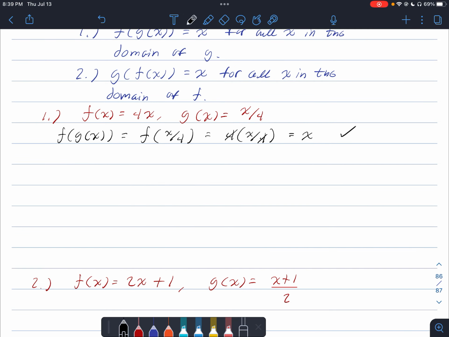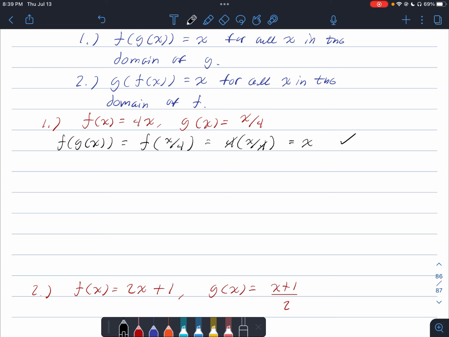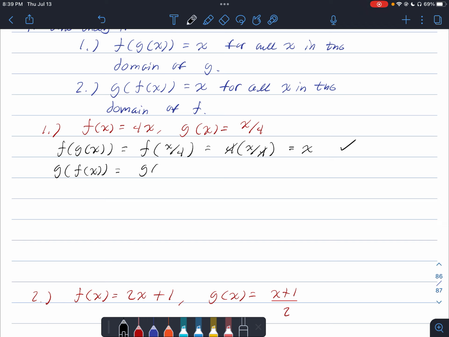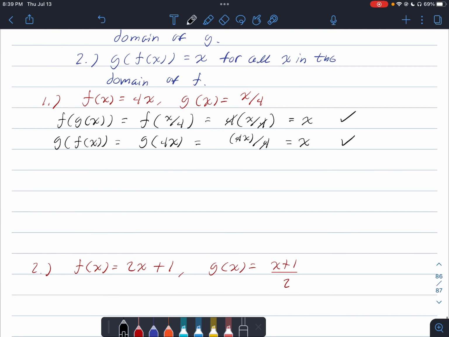So if we get the other direction, we're going to have that these two functions are inverses of each other. So let's try the other way. So here we have g of f of x. Okay, so this is going to be g of 4x, which will be 4x over 4. And these 4's will cancel, and we're left with x. So because we get x back for each of these compositions, we can conclude that f of x and g of x are inverses of each other.